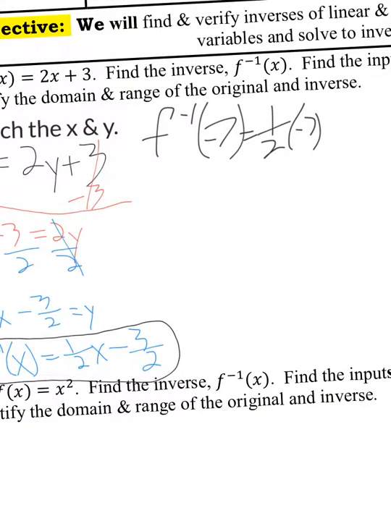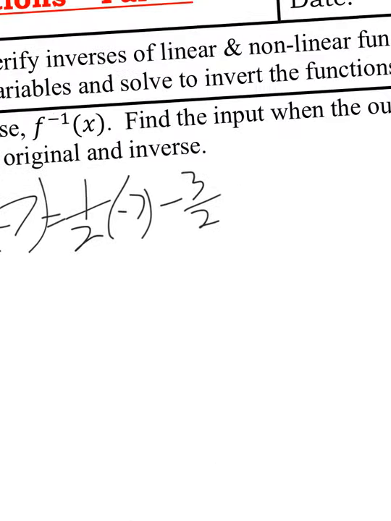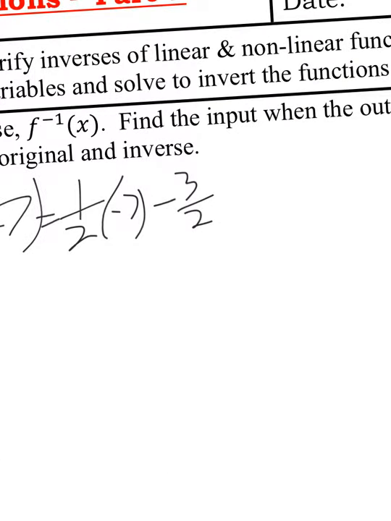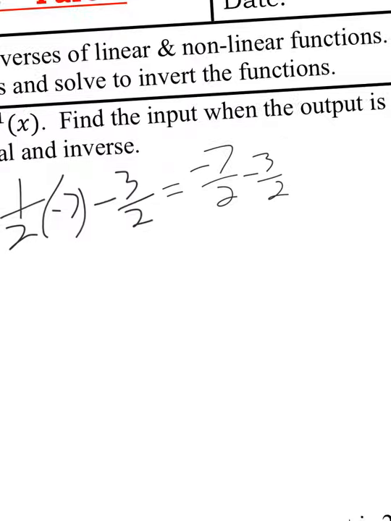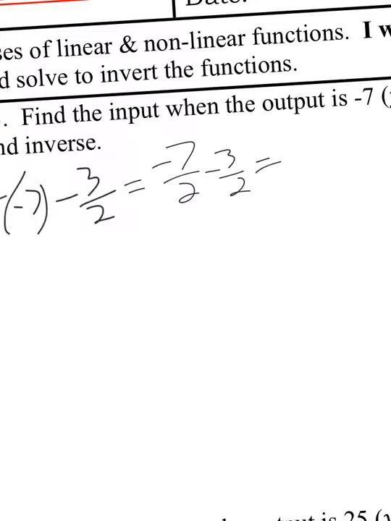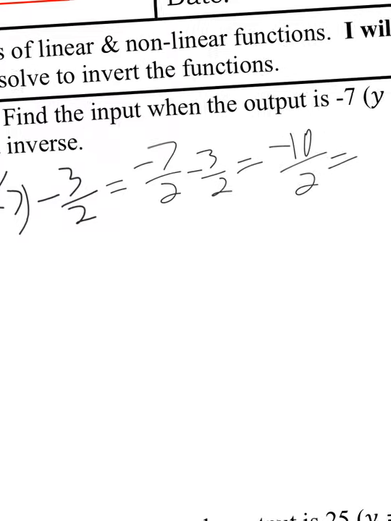So it's going to equal negative 1/2 times negative 7 minus 3 over 2. Alright, so negative 1/2 times negative 7 is negative 7/2 minus 3 over 2. That would make negative 10 over 2, and negative 10 over 2 is negative 5.